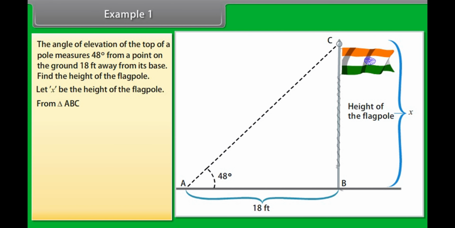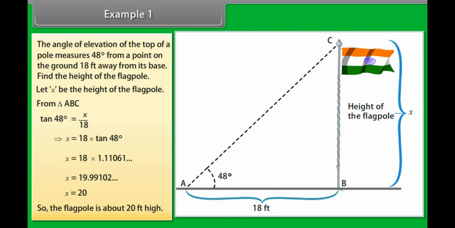From triangle ABC, tan 48 degrees is equal to x upon 18, which implies that x is equal to 18 into tan 48 degrees, which equals 18 into 1.11061 and so on, which is equal to 19.99102 and so on, which equals 20. So the flagpole is about 20 feet high.